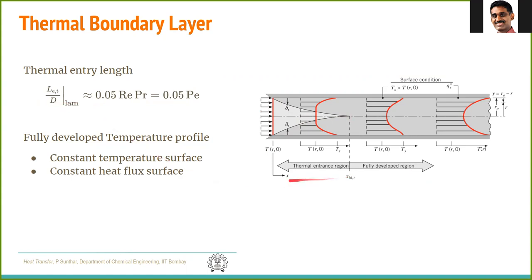The entry length for the thermal boundary layer has an expression similar to that of the velocity boundary layer, which is 0.05 times Re Pr, or 0.05 times the Peclet number. For the velocity boundary layer, it was 0.05 times the Reynolds number. Here it is 0.05 times the Peclet number. This is in the laminar regime. For the thermal boundary layer, we usually consider two different types of boundary conditions. One in which the temperature is constant on the surface of the pipe, and the second in which the heat flux from the surface of the pipe is constant. We'll see more of this as we go ahead.